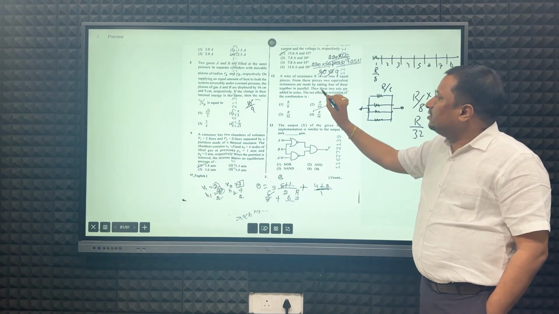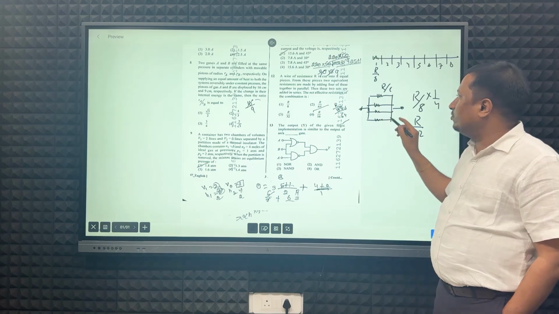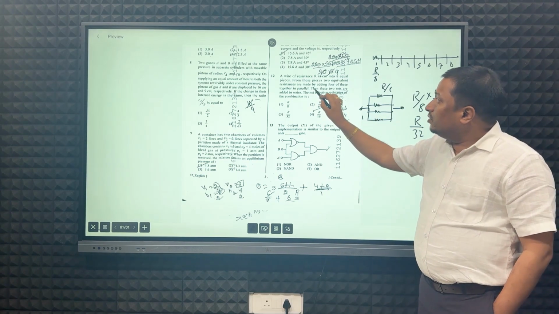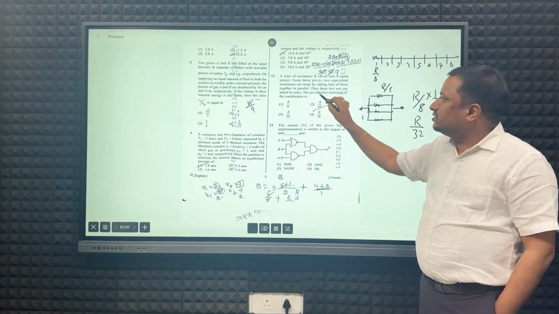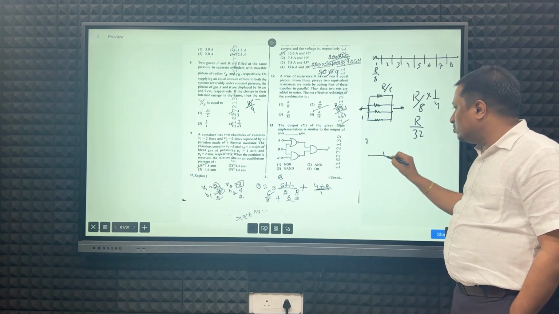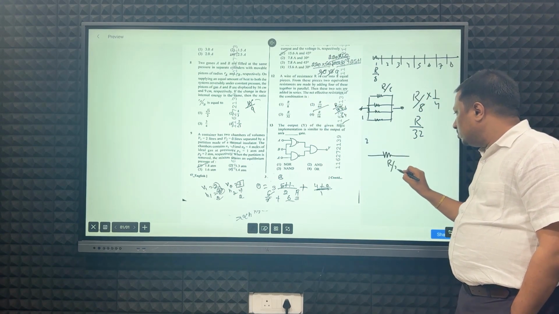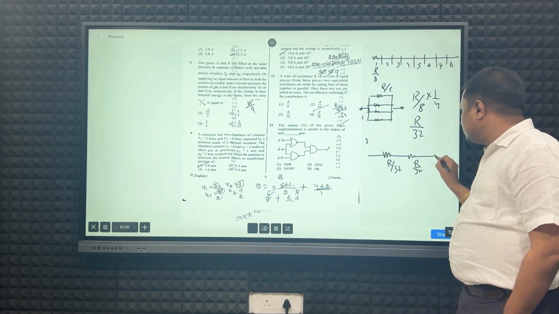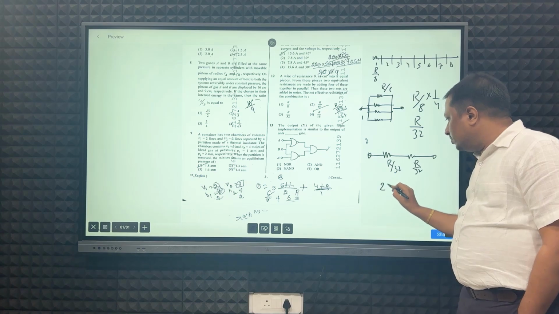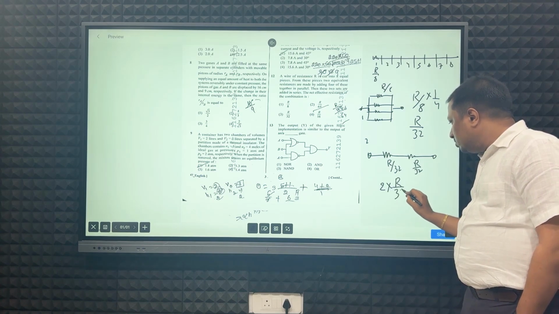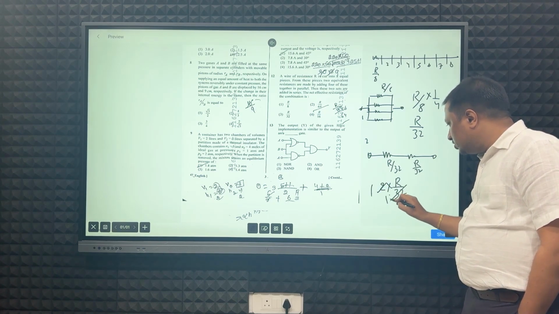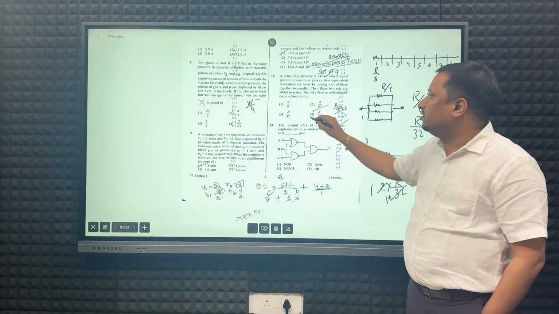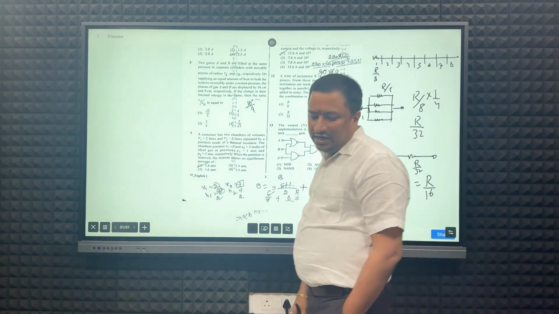What are they saying? Then these two sets they have made. There is a first set, another set is there. These two sets are added in series. Net effective resistance: R by 32 plus R by 32 they have connected in series. What will be the total? It will be twice of R by 32, which is R by 16. What will be the answer? R by 16, fourth option. Fourth option will be correct.